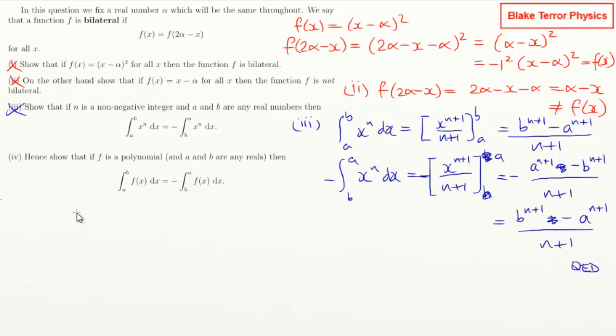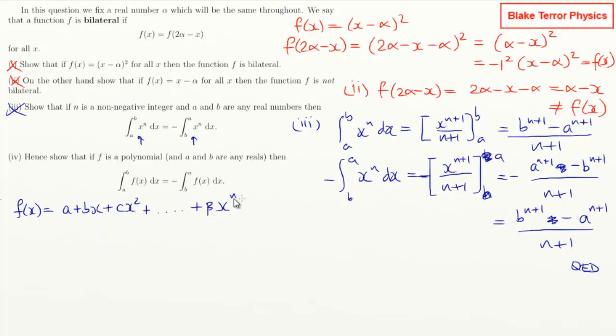QED. Last part, hence show if f is a polynomial and a and b are any reals, then the integral of f of x, so these integrals, but now they put f of x rather than x to the n in there. They've just flipped these things over. Well, of course you're going to get that with polynomials, because f of x is going to be, say, a plus bx plus c x squared plus dot dot dot all the way up to x to the n, with some letter in front. I'm going to run out of letters, so I'll just call it a beta at the end.